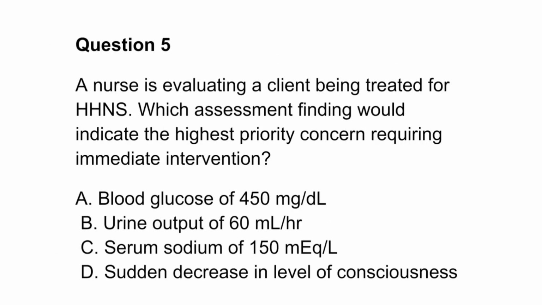Question 5. A nurse is evaluating a client being treated for HHNS. Which assessment finding would indicate the highest priority concern requiring immediate intervention? A. Blood glucose of 450 mg per deciliter. B. Urine output of 60 milliliters per hour. C. Serum sodium of 150 milliequivalent/L. D. Sudden decrease in level of consciousness.